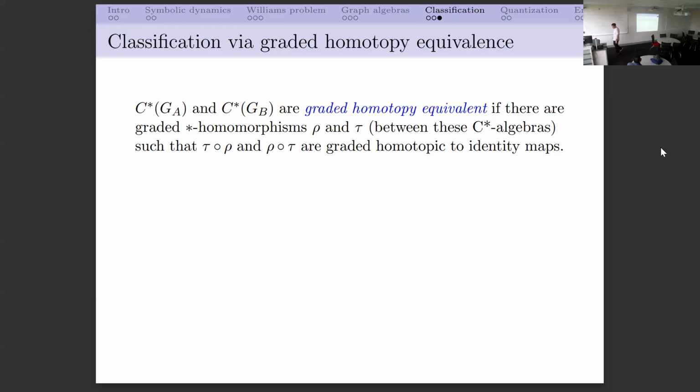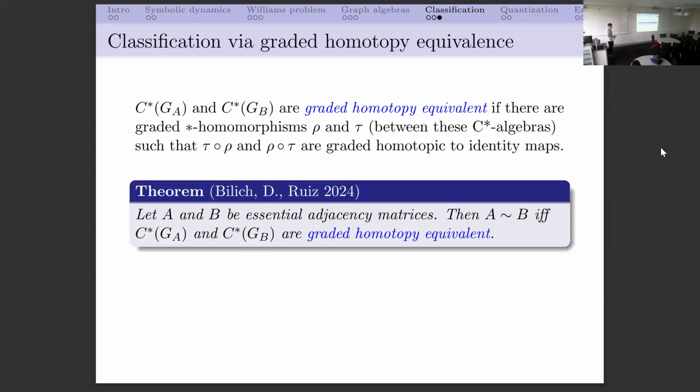So would I be right to guess that this graded homotopy preserves graded K groups? Yes, exactly. That's one of the observations. I'll say something about that right after I phrase the result. So this is our main result. Suppose you have two essential matrices. Then they are shift equivalent if and only if the graph C-star algebras are graded homotopy equivalent. I should mention that there's a result of Guido Arnone, which does the same under the assumption of simplicity of the zero graded component, which is equivalent to primitivity of A and B.